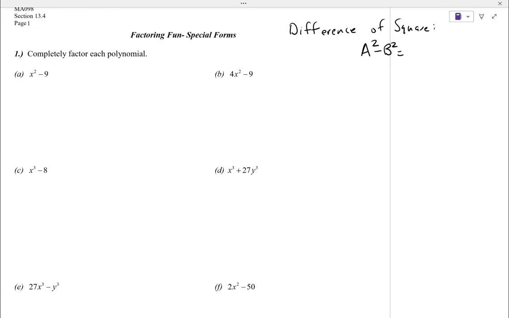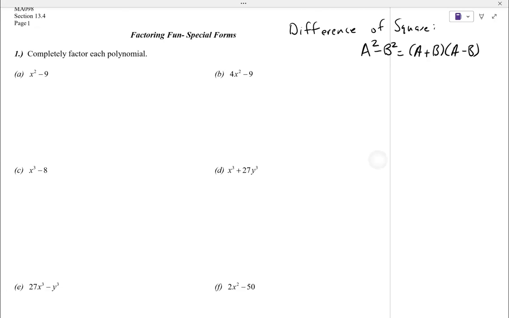And that factored as what? How did that a squared minus b squared factor? Oh, that was the cubes. Yep, you're thinking of the next one. So for difference of squares, we do the a plus b and the a minus b.